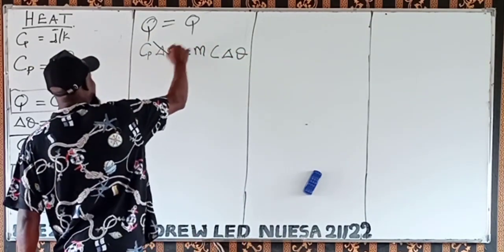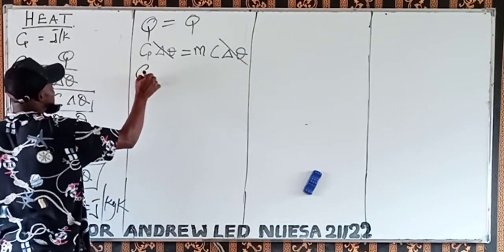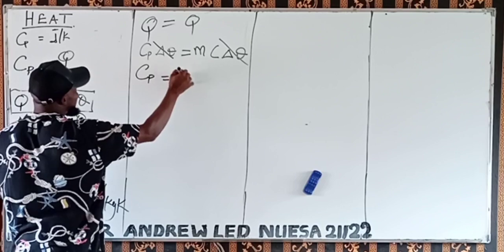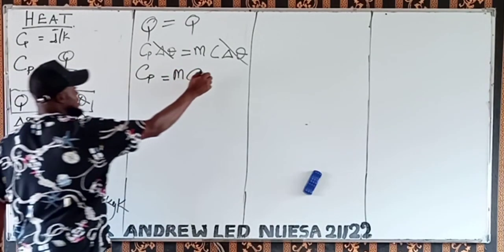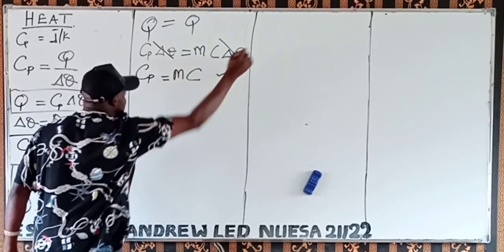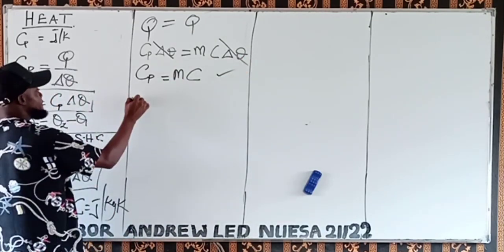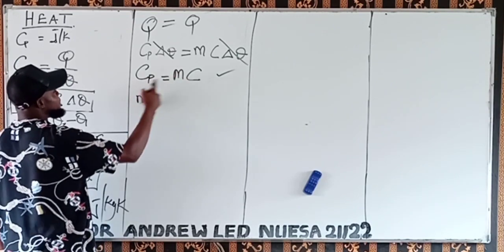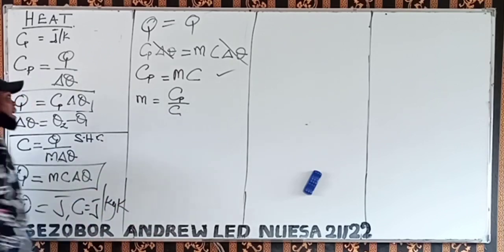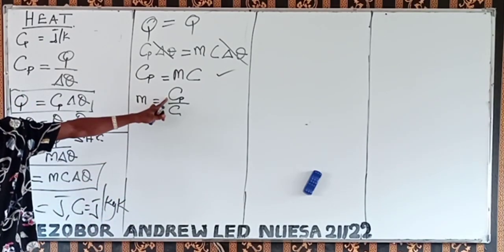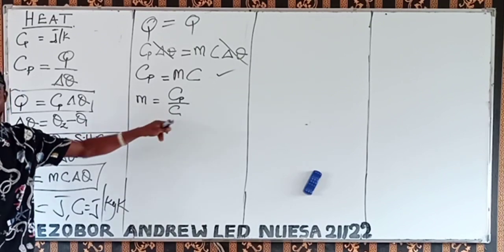So change in theta will cancel change in theta. So that heat capacity will be equal to mass times specific heat capacity. That is number one. Take note of this. Then from here you can make mass the subject of the formula. Mass will be equal to, divide both sides by C, Cp over C, that is specific heat capacity. That is heat capacity divided by specific heat capacity.